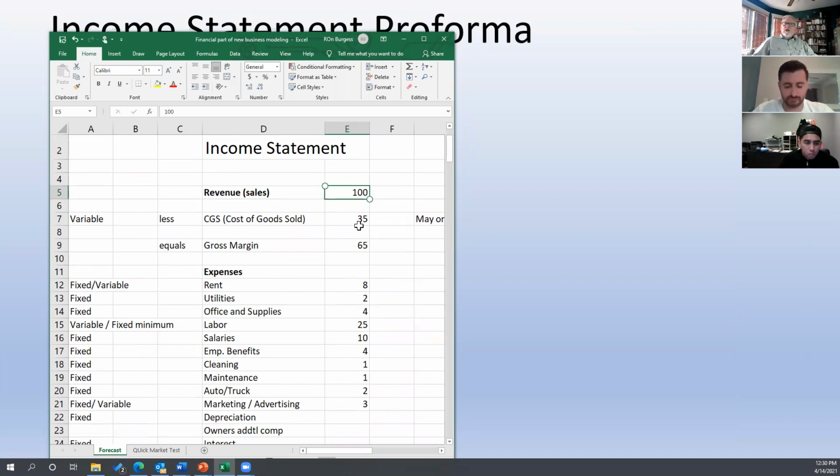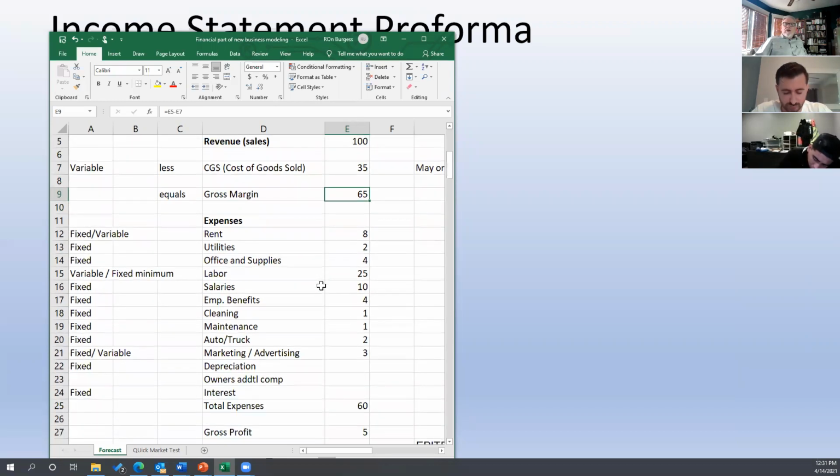Then our variable cost in this case is 35%, or $350, equaling a gross margin of 65%. I like to put the gross margin as a line item. Some financial statements don't do this, but I really like that as you take your cost of goods sold, you subtract it from your revenue, and you've got your gross margin. And then everything else is subtracted from that.